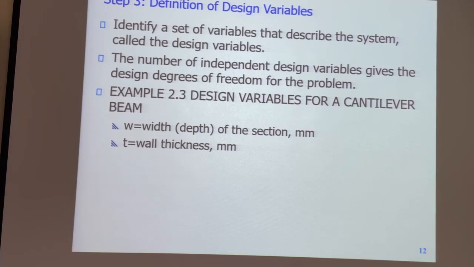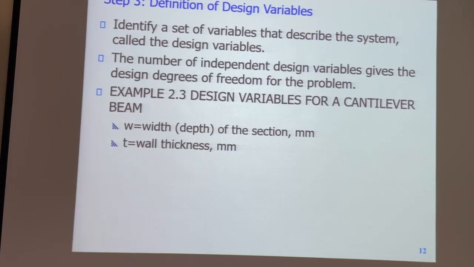Hugh, could you read the second point? The number of dependent design variables creates the design degrees of freedom of the problem. Yeah. So we have 2 design variables, which means we have 2 degrees of freedom to change. Could you read the third one?